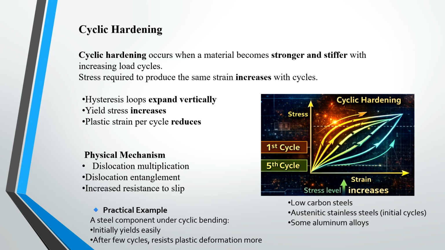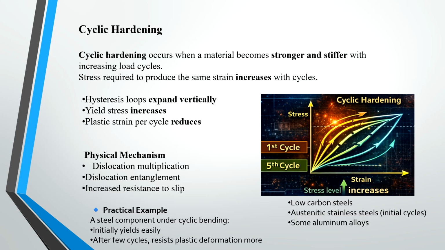Okay, so if you see this hysteresis loops, it actually expands vertically. You can see, right? This is one cycle, this is another cycle. It actually expands vertically, and the yield stress also increases. If you take this as my yield stress and this as another yield stress, as the cycles increase, as the hysteresis loops increase, my yield stress also increases, and the plastic strain per cycle reduces. Okay, so that is the thing.